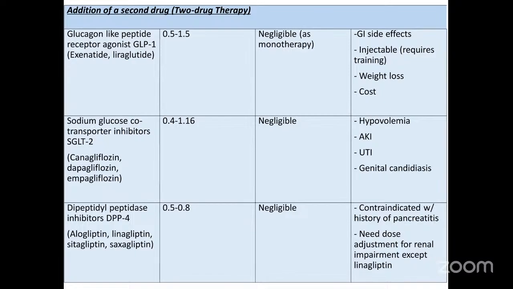Also, we have sodium glucose cotransporter inhibitors, SGLT2, like canagliflozin and dapagliflozin. It causes a reduction by 0.4 to 1.16%. Can cause hypovolemia, AKI, UTI, and genital candidiasis as side effects. And also we have DPP4 inhibitors, dipeptidyl peptidase inhibitors, which cause a reduction in hemoglobin A1C by 0.5 to 0.8%. Does not cause hypoglycemia, but it's contraindicated with a history of pancreatitis and needs frequent dose adjustment for renal impairment patients, except linagliptin, which is safe in renal impairment.